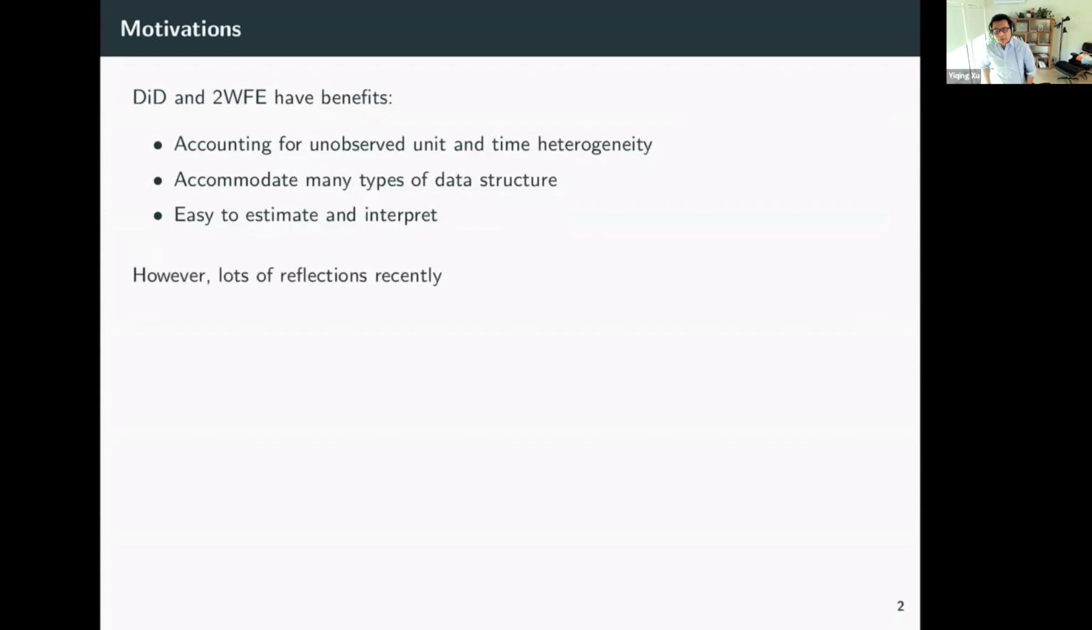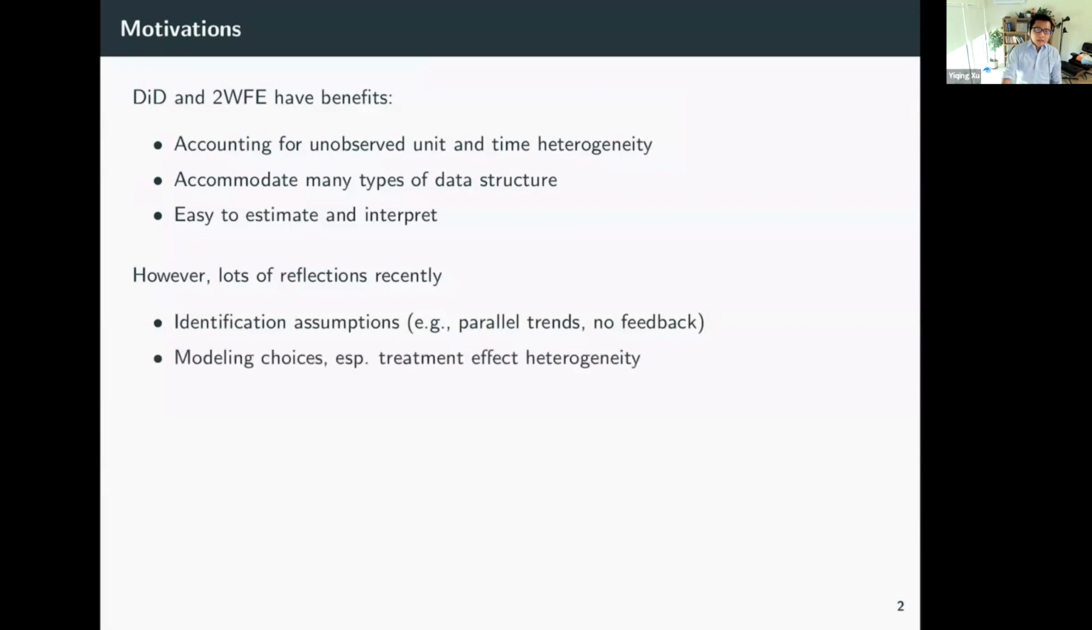And recently, there have been a lot of reflections and discussion, especially in the econ literature, on fixed effects. One of the discussions is on the assumption. What does the strict exogeneity assumption actually imply? We now have a better understanding of this problem. We will discuss this in today's lecture.